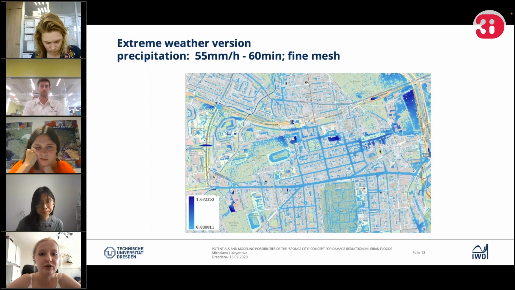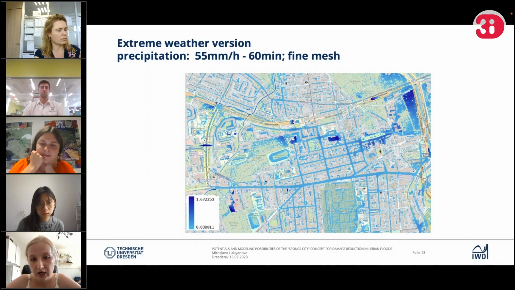Compared to that, the extreme version shows us that there are similar problematic zones in this area, and there it's stored water of 1.67 meters.